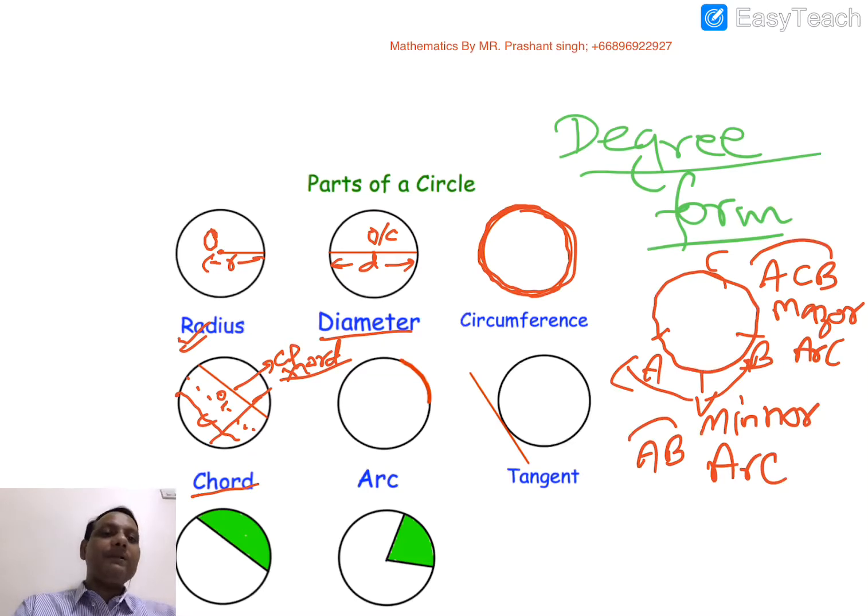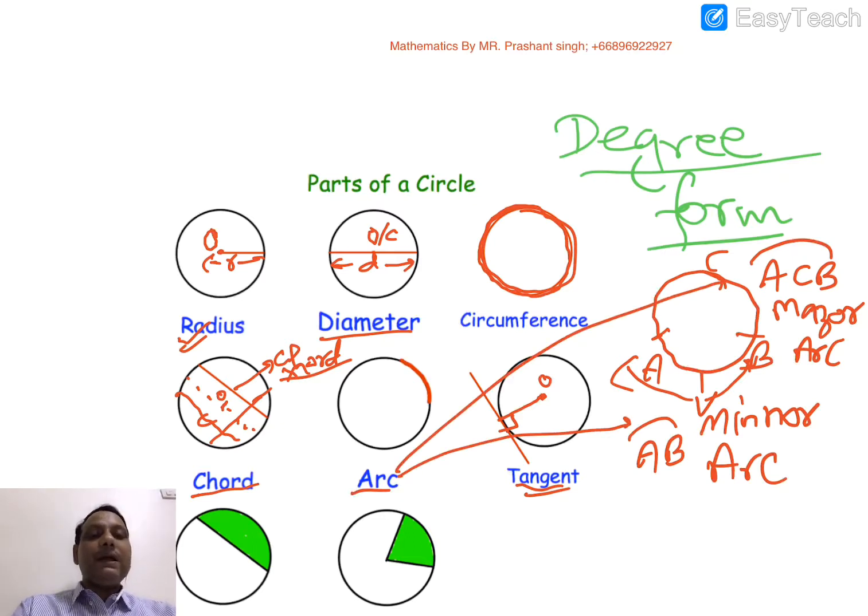Wait for a while. Now what is a tangent? A tangent is a line which touches the circumference of a circle and makes 90 degrees with the radius through the center. So it is very clear what an arc is. Arc has two parts, one minor, one major.